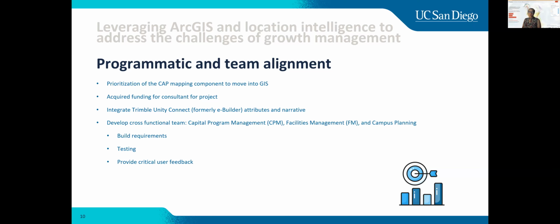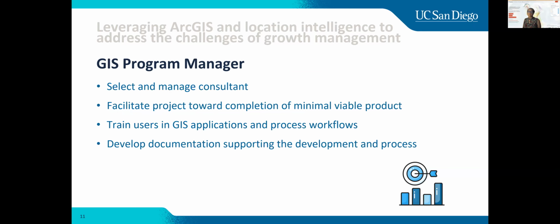And again, I just want to emphasize that having a cross-functional team with capital program management, facilities management, and campus planning to help us build requirements, test, and provide critical user feedback was really what has helped us get this over the finish line. And though I think it was maybe a slower process, I think it was a better process by having all these different entities involved.